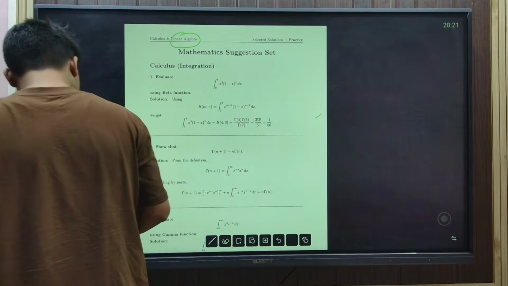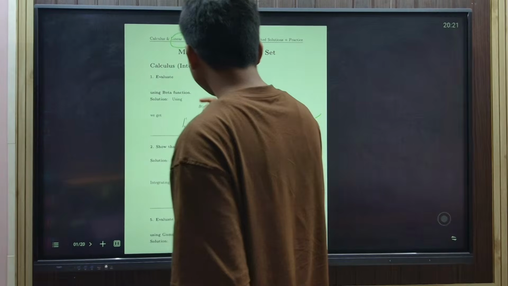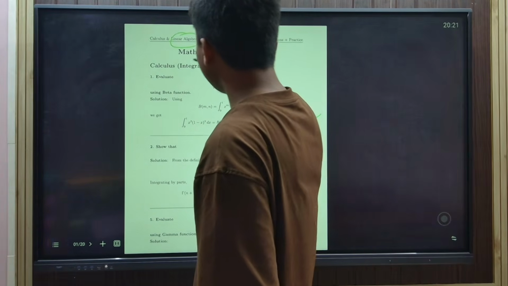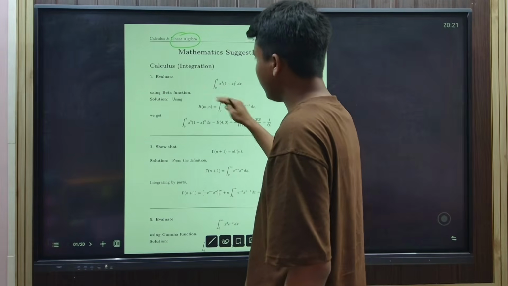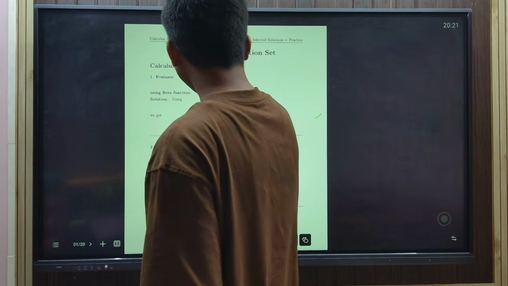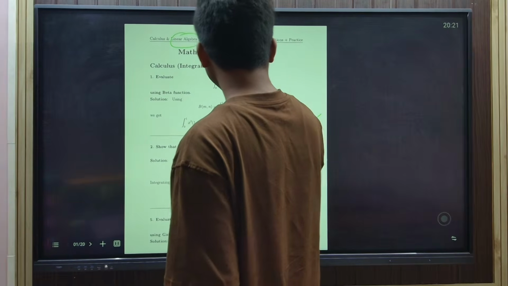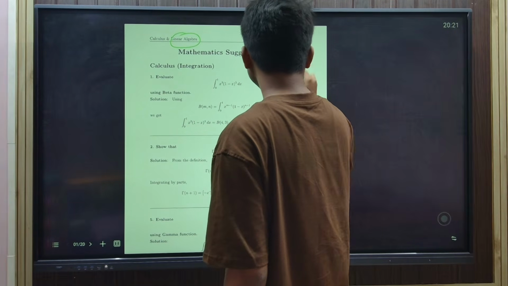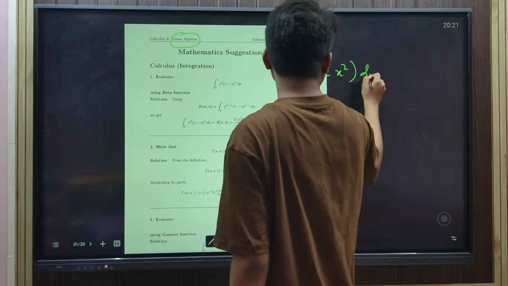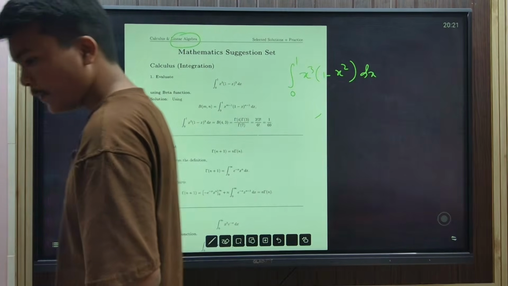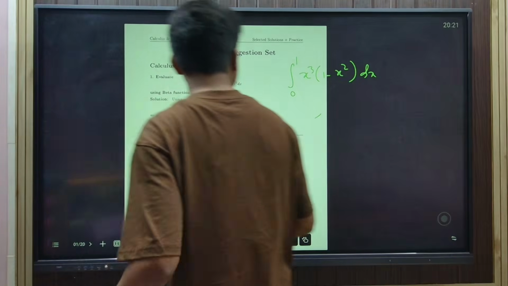So the first problem we will solve, in calculus, is the beta gamma function. Evaluate the integral: integral from 0 to 1 of x cube into (1 minus x) square dx. How do we calculate this integral? We know the beta gamma function. So what is the beta gamma function?